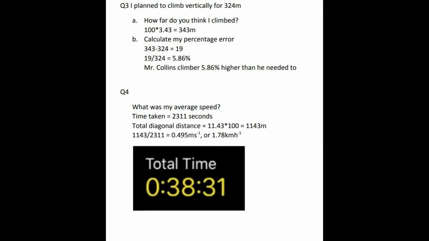So Sean disagrees with the vertical distance I plan to climb. He came up with an answer of 343 meters and calculated a percentage error based off that of 5.86%. So I climbed too high by 5.86%. He also worked out the average speed based on a diagonal distance, and that was 1.78 kilometers per hour. Hardly Usain Bolt, but not too bad if you run up a mountain, I suppose.